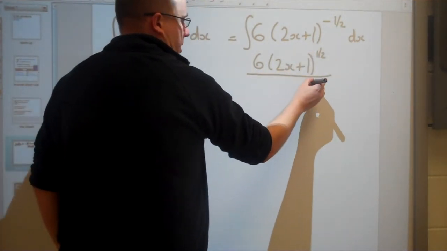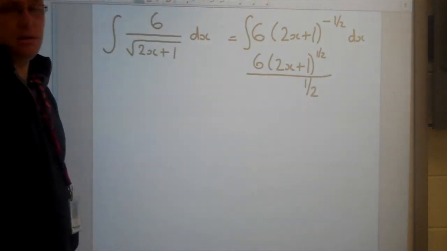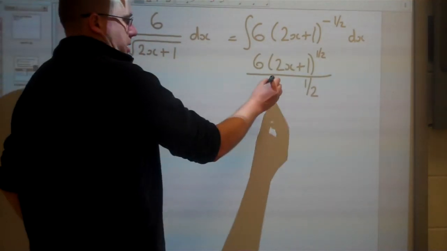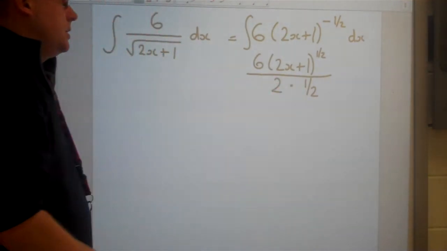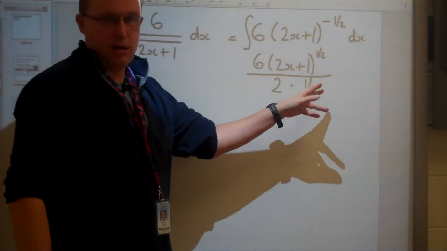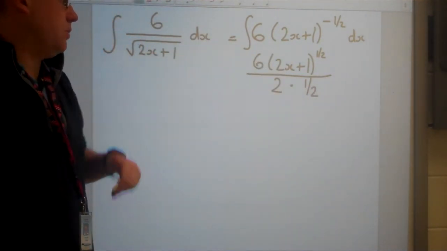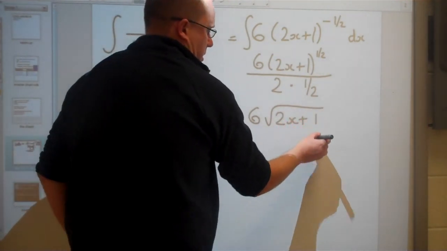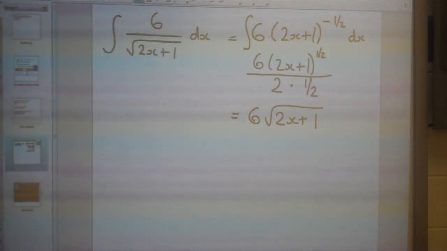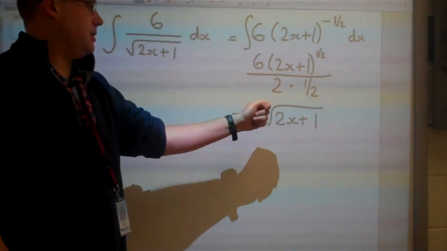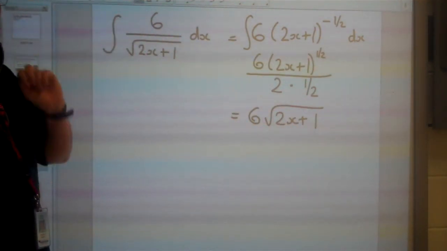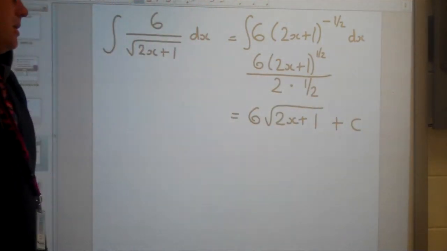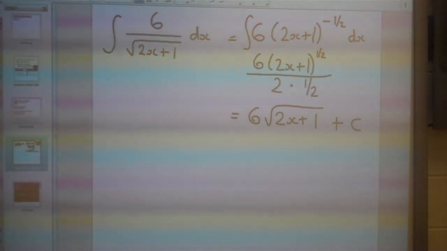We have to divide by that new exponent, but we also have to divide by the derivative of what's inside the parentheses. So the derivative of 2x plus 1 is 2. And then if we simplify this, well, 2 times a half actually is just 1, 6 divided by 1 is just 6, so actually we would end up with that. Remember to check your answer if you want to. Go ahead and differentiate this and make sure you get back to what this answer is. And of course, as this is an indefinite integral, we really should put plus c on the end of the question as well.